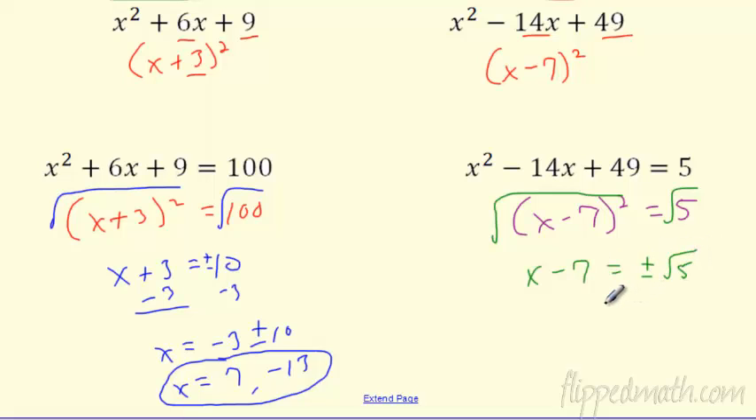I don't know at this time. So what does this mean here? I'm going to add 7 to both sides. So I add my 7. And then what's left? I'm going to have x equals 7 plus or minus the square root of 5.